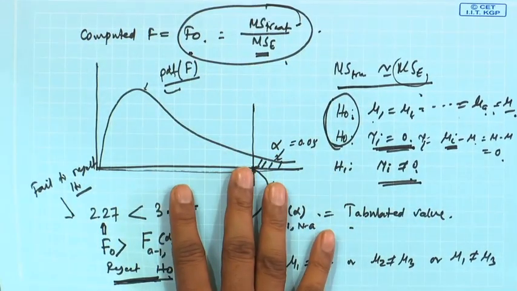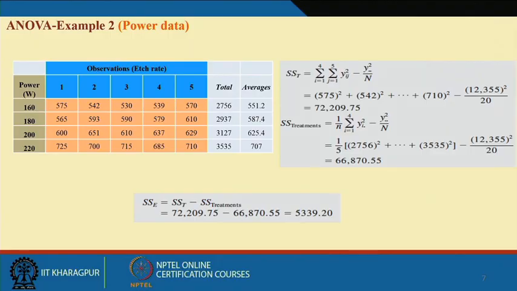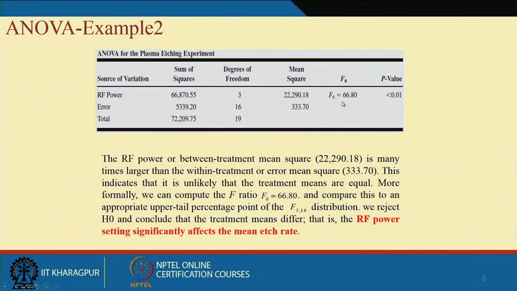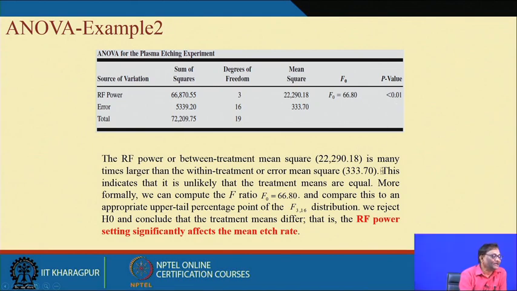Now see the other one, the power data, that is the etch rate case. When we do all the calculations and finally make the ANOVA table, we get the computed F0 as 66.80. For the tabulated value, a minus 1 is 3 and the error degrees of freedom is 16, so with 3 and 16 degrees of freedom, we find that the value is much lower than 66.80, and in fact the probability of type 1 error is less than 0.01.